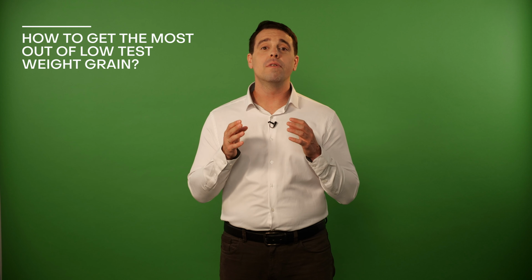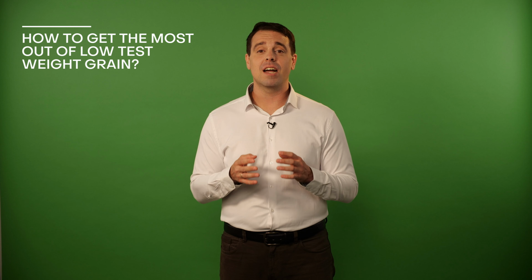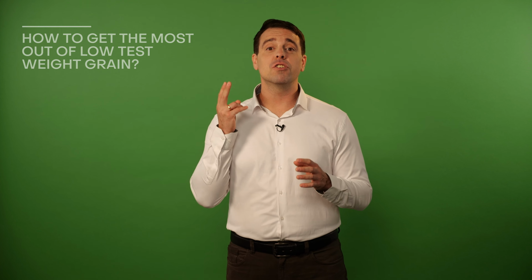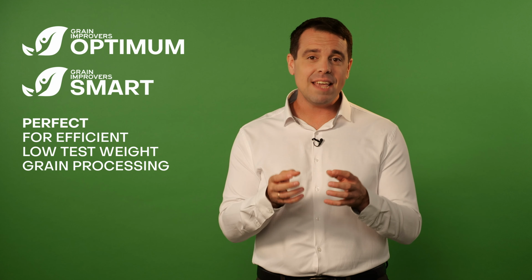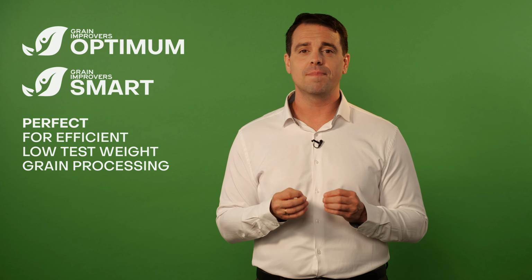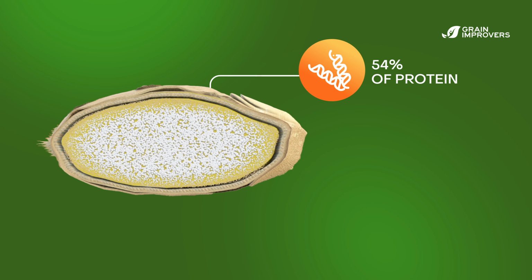What can you do to avoid losing milling yield and achieve consistent results even with that kind of problematic grain? You have just two effective solutions: Grain Improvers Optimum and Grain Improvers Smart. These enzyme complexes help extract more protein from all kinds of grain, even if it is severely underdeveloped. How does it work? Even small grain has a subaleurone layer, and the protein concentration in that layer is, on average, 54% higher than it is in the endosperm.